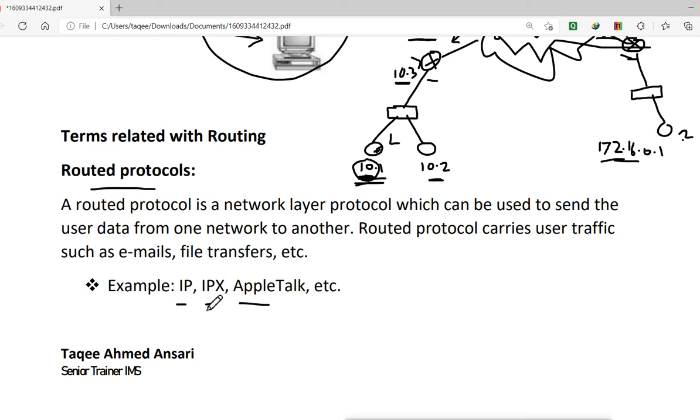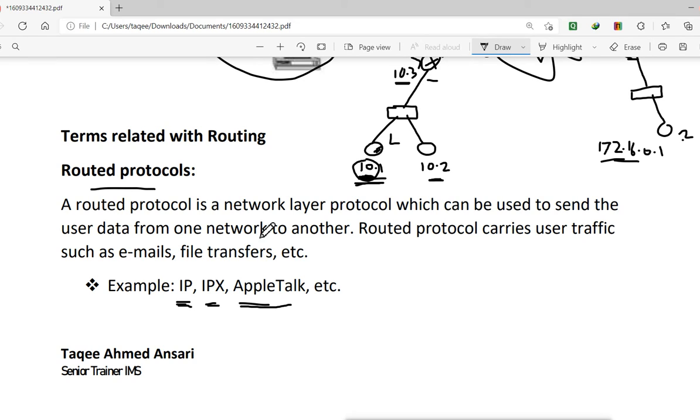Within those, IPX we are not using. AppleTalk, as the name suggests, is for Apple, built by Apple, for Apple. We don't use that; Apple itself uses IP. So the protocol we normally use is IP, which is IP version 4 or even IP version 6. This protocol is responsible for carrying the data from source to destination, and it is called a routed protocol because it can be routed.